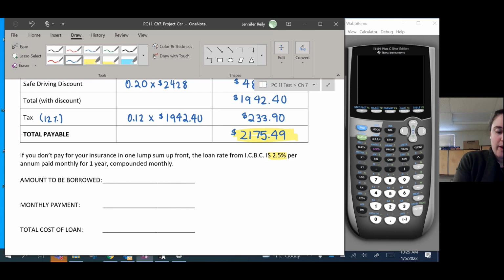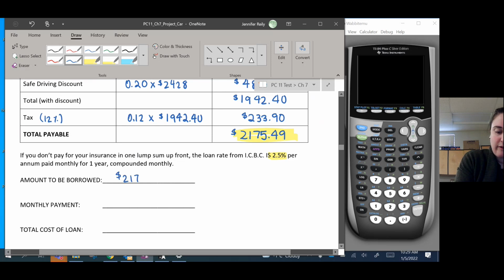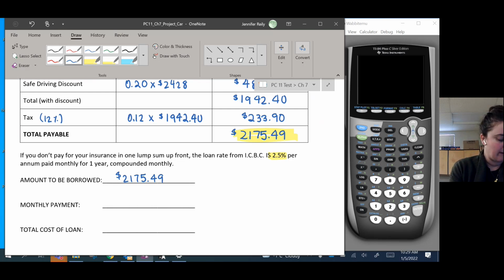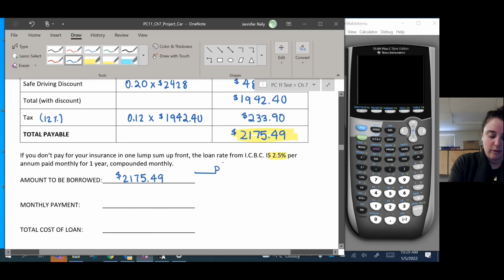So the amount that we're going to be borrowing is $2,175.49. To calculate the monthly payment, because it is a regular payment, we're going to use that same equation we did in the car loan example, the present value equation, because the present value is known here. The present value is the amount we need to borrow. And our rate, so I'm just going to write this down, 1 minus 1 plus, so the rate that we're charged is 2.5% divided by 12, and we were making 12 payments total, so the N is 12.